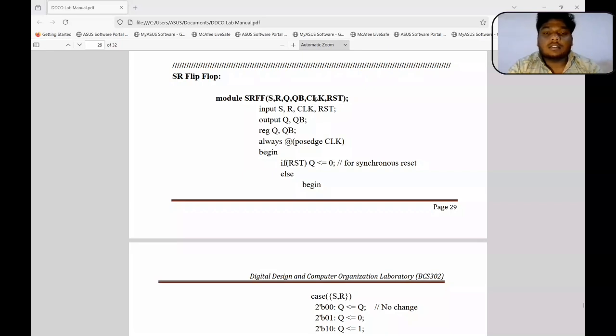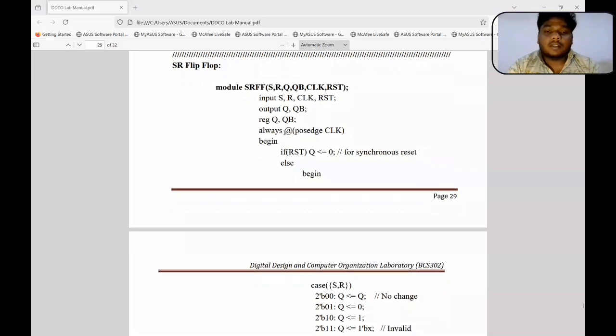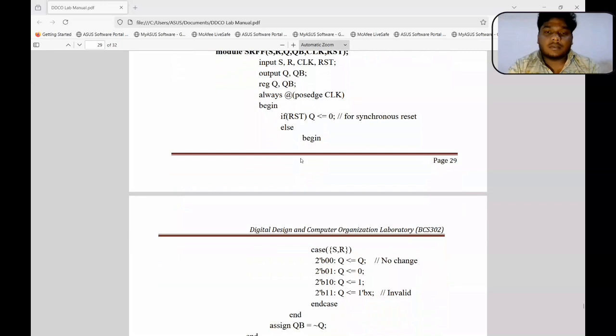CLK is a clock signal. RST is a reset signal. These two are the input ports. Input S and R, clock and reset. Output is Q and QB. Registers are Q and QB. This is the always block of SR flip-flop.